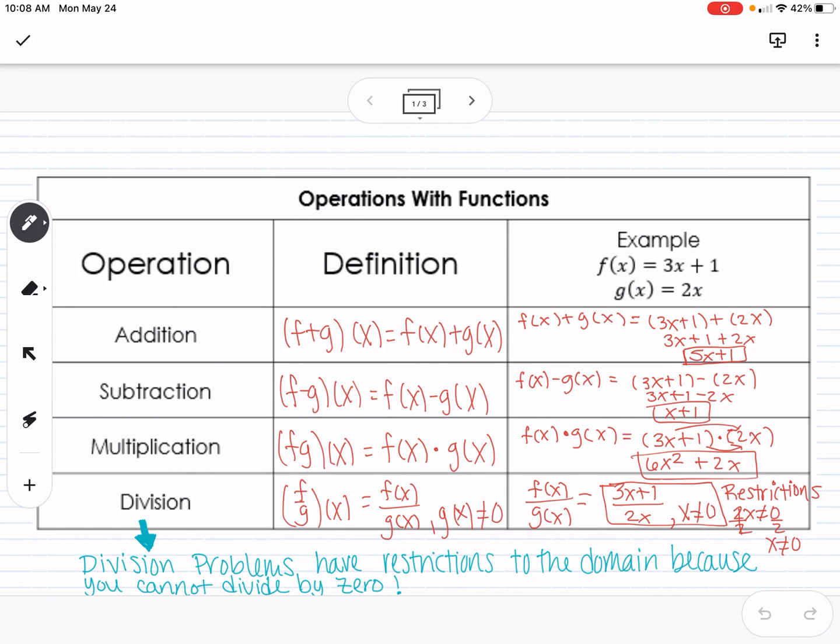When you're doing division, you also need to name a restriction. Now, what this means is you're going to take your denominator and you're going to say that your denominator cannot equal 0. If your denominator is an expression, you would solve for x by setting it equal to 0 to see what that restriction would be. And this happens because you cannot divide by 0, so your denominator cannot equal 0 for this to be functional.